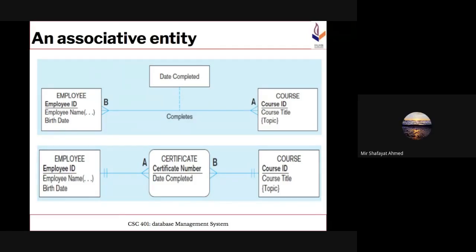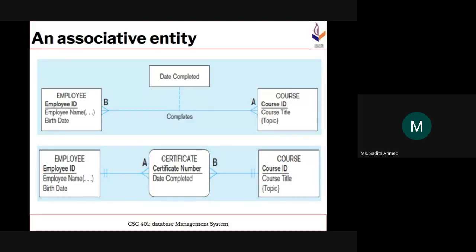There can be multiple courses that the employee completes. There you go. Look at the nature of the relationship, the cardinality. It's a many-to-many relationship. Many-to-many relationship means an employee can complete multiple courses. If an employee completes multiple courses and I put date completed under employee, how will it work? Think of the employee table.